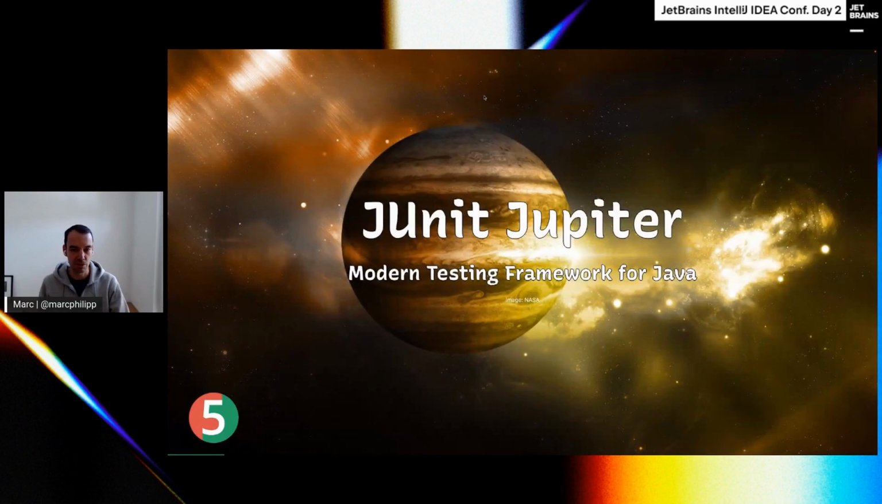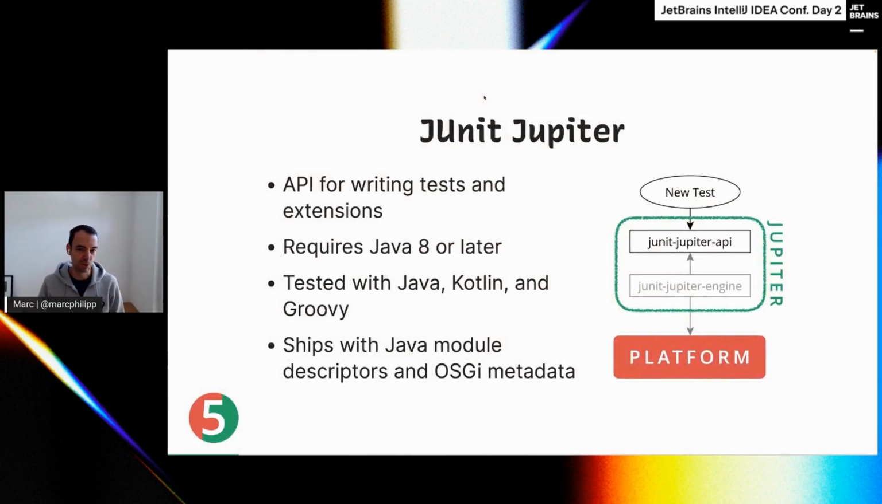All right. So first of all, JUnit Jupiter, the modern testing framework for Java, according to us at least. So what is Jupiter? It's an API for writing tests and extensions. It requires at least Java 8, so that hasn't changed since the 5.0 release. And we are actively testing it, not just with Java, but also with Kotlin and Groovy. So that's also supported, even though Java is the main use case for us. And we're trying to be a good citizen, so it ships with Java module descriptors and OSGi metadata. So basically all the ecosystems can directly consume the jar files. This is not just true for the Jupiter jars, but for everything else as well.